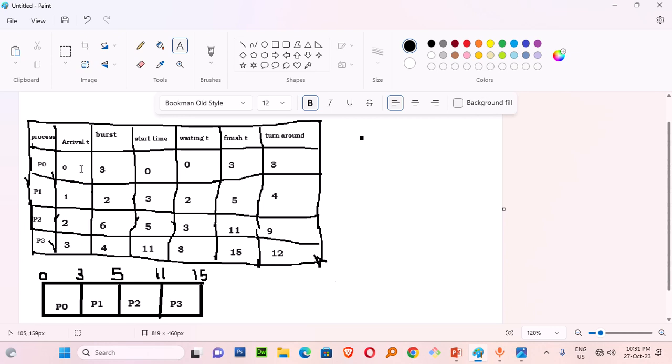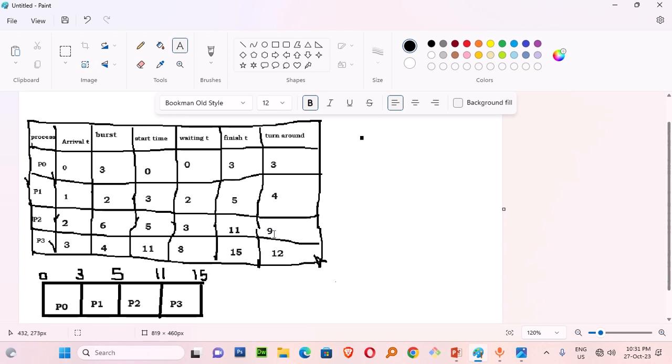However, there is another formula for calculating the waiting time. It is the turnaround time minus the burst time. So the turnaround time here, minus the burst time. So 3 minus 3, we shall get the waiting time, which is 0. Then 4 minus 2, you get the waiting time as 2.